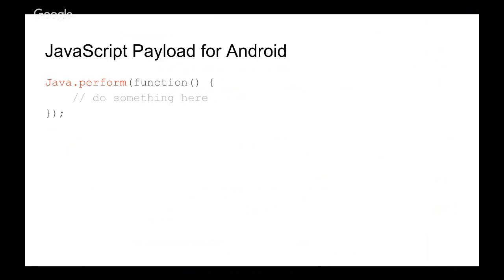And the most basic payload is going to be this Java.perform, and you define whatever you want to be done inside. So what does Java.perform do? Java.perform actually takes whatever is being defined here, creates a thread, then runs it inside the Java virtual machine, and does whatever task you have asked it to do.